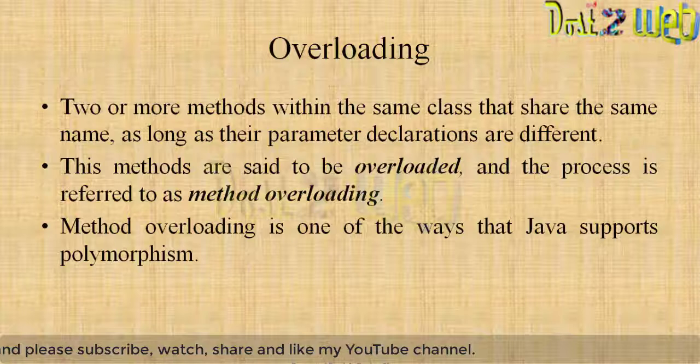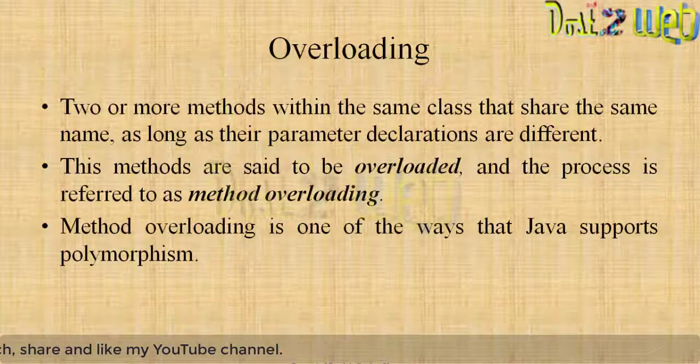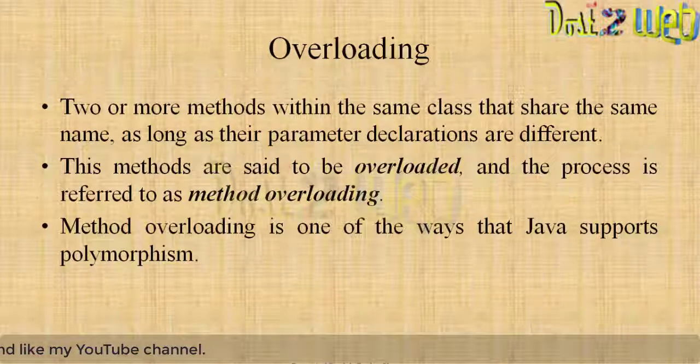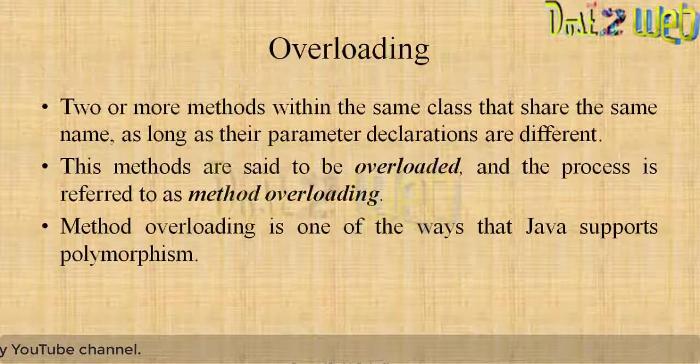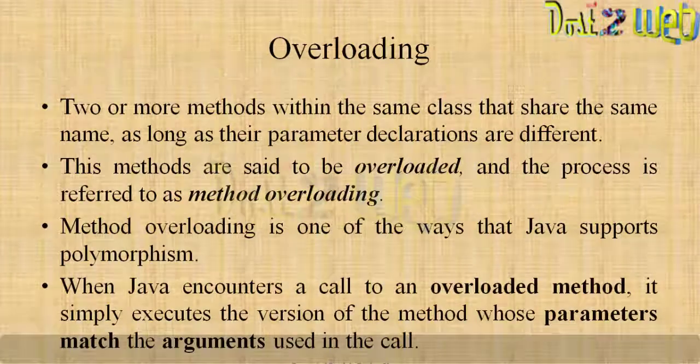It is one of the features in Java, you can say that. With the help of method overloading, Java supports polymorphism. We have already studied polymorphism, the ability to take more than one form. So the method name is the same but the types of arguments are different. When Java encounters overloaded methods, it simply executes the version of the method whose parameters match the arguments used in the call.